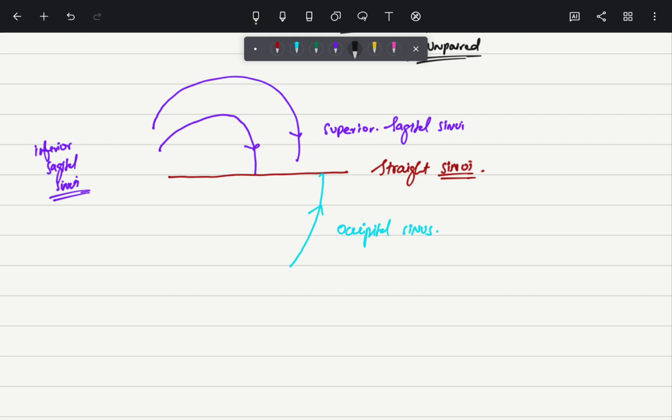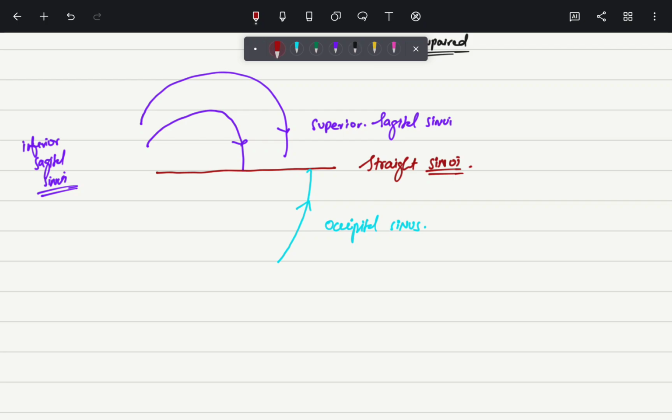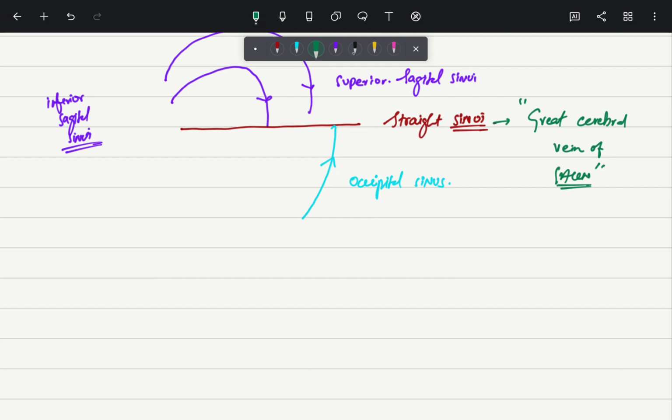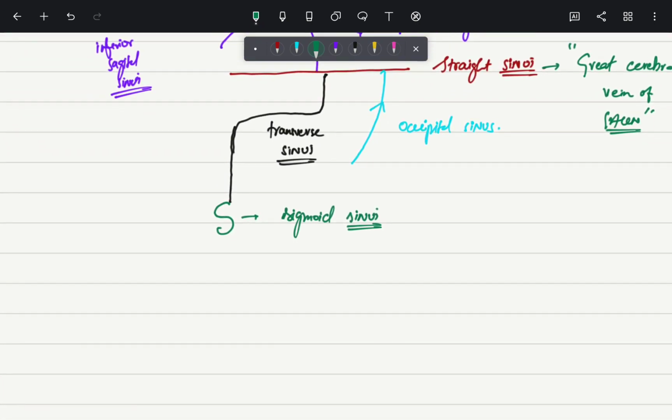Superior, inferior and the occipital sinus are draining into the straight sinus. Hence, this straight sinus is sometimes also called the great cerebral vein of Galen. Now, from this straight sinus, there appears to be a transverse sinus. This sinus here is a transverse sinus, and from the transverse sinus there will be another S-shaped sinus, or we can simply call it the sigmoid sinus. I hope you understand this concept.